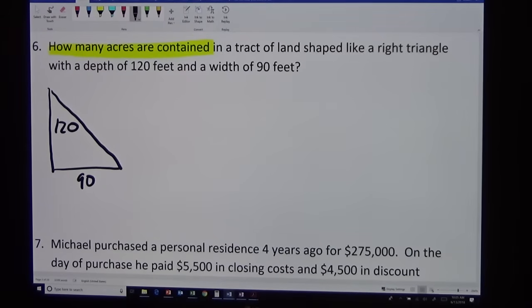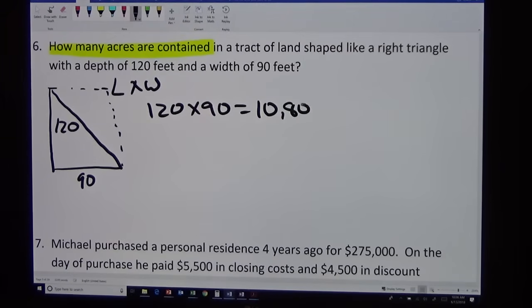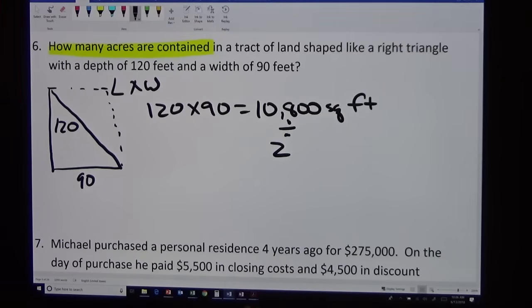Well, normally with acreage, we would just take length times width. But that's when we have a rectangular piece of land. Problem is we don't have a rectangular piece of land. We essentially have half of that. So what I would do is length times width, 120 times 90 equals 10,800 square feet. And then I would divide that by 2. Because you really only have half of it there. So that's 5,400 square feet.